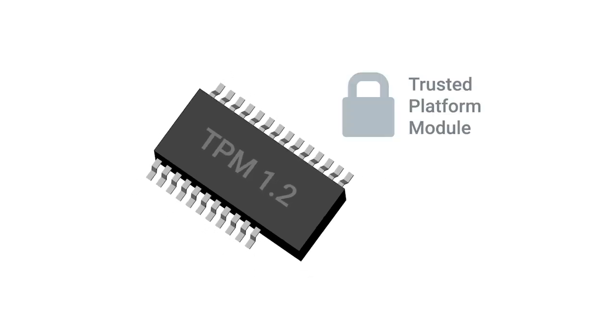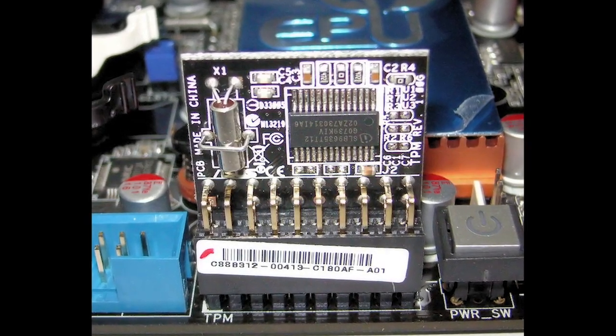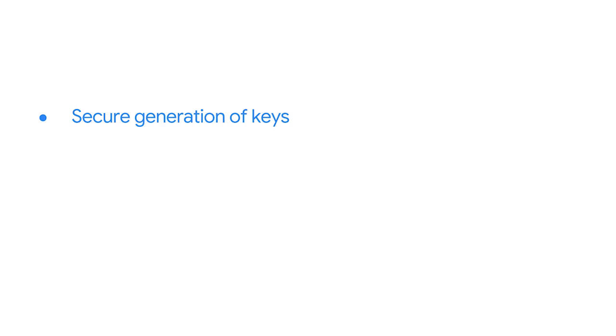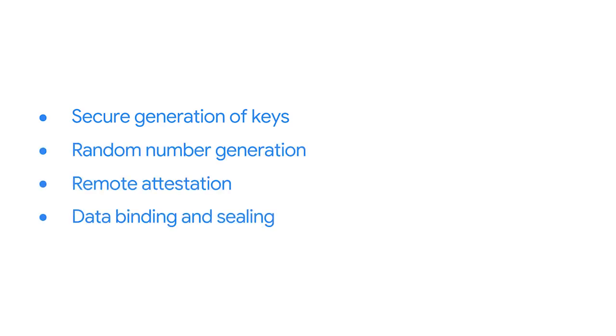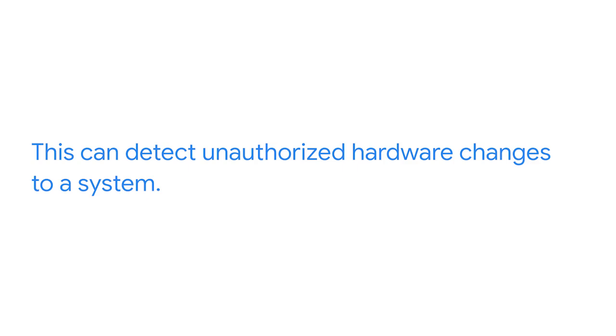Another interesting application of cryptography concepts is the Trusted Platform Module, or TPM. This is a hardware device that's typically integrated into the hardware of a computer, a dedicated crypto processor. TPMs offer secure generation of keys, random number generation, remote attestation, and data binding and sealing. A TPM has a unique secret RSA key burned into the hardware at the time of manufacture, which allows the TPM to perform things like hardware authentication.